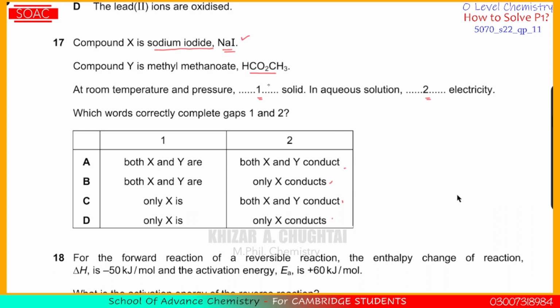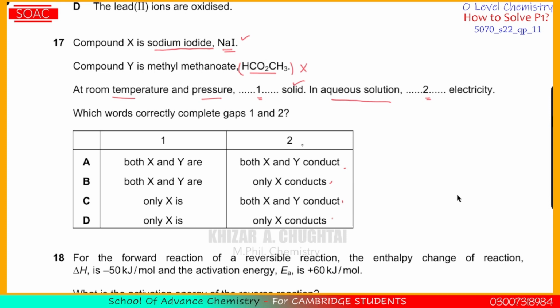In the second case, compound X is sodium iodide, and at room temperature and pressure, sodium iodide is an ionic compound, and it is solid at room temperature. And this methyl methanoate is a liquid at room temperature. And the second thing is, in aqueous solution, it is not going to conduct electricity. Only this NaI, as it is water soluble, is supposed to conduct electricity.